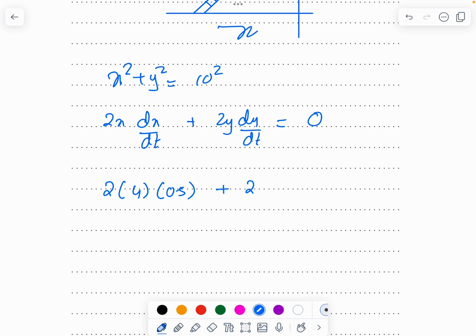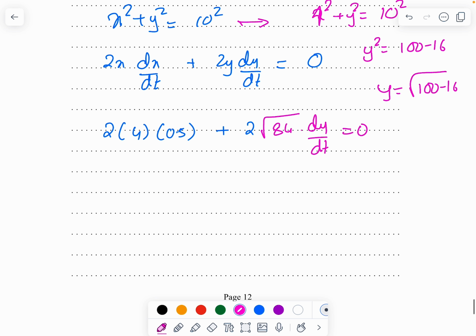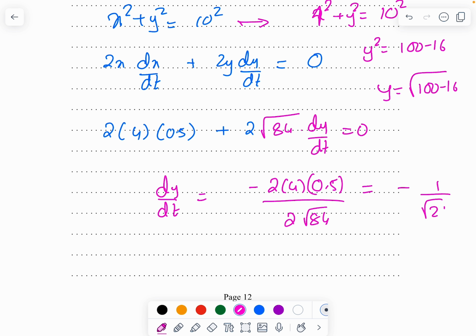plus 2y. What's the value of y? How do I know the value of y? From here: x square was 4 square plus y square equals 10 square. So y square equals 100 minus 16, y equals square root of 84. So make dy by dt the subject. dy by dt equals minus 2 times 4 times 0.5 divided by 2 square root of 84. Simplify that. I am directly writing the answer: minus 1 upon square root of 21.